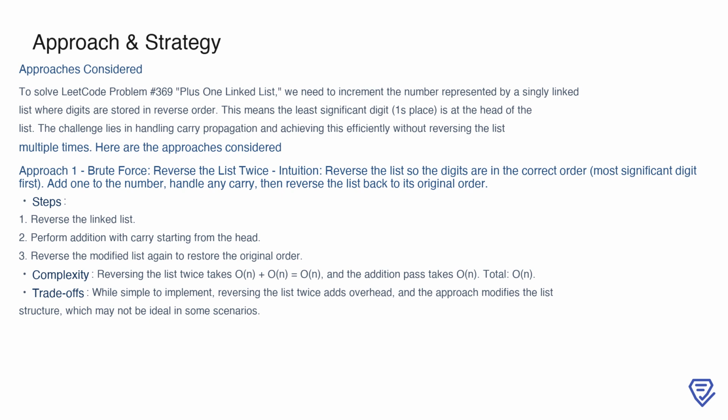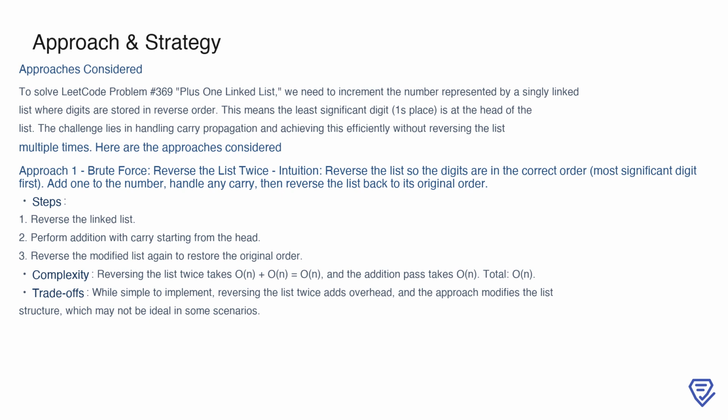To solve the +1 linked list problem, we need to increment the number represented by a singly linked list where the digits are stored in reverse order. This means the least significant digit, or the ones place, is at the head of the list. The challenge lies in efficiently propagating the carry without reversing the list multiple times.